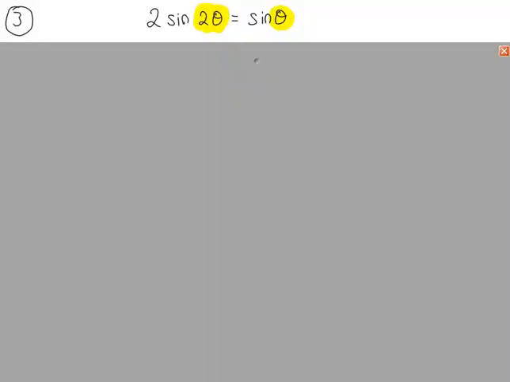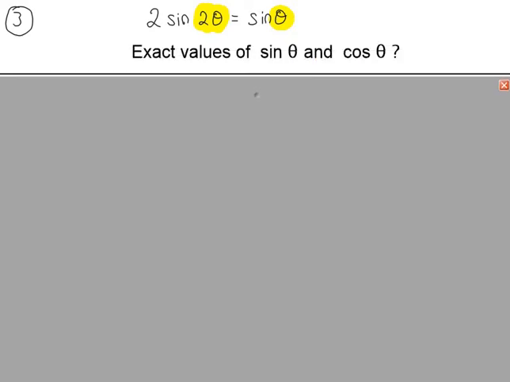Example 3. We're starting off with an equation and we can see that there is a double angle relationship. We have theta, and double that angle gives us 2 theta. Now the question is, work out the exact values of sine theta and cos theta. So we need to get rid of this double angle.